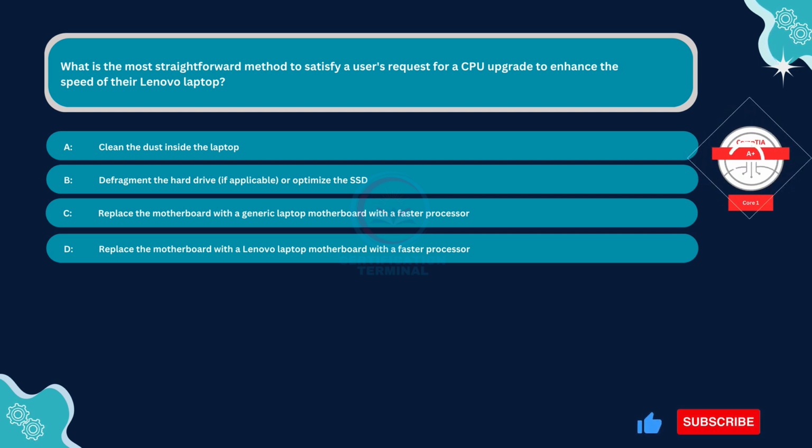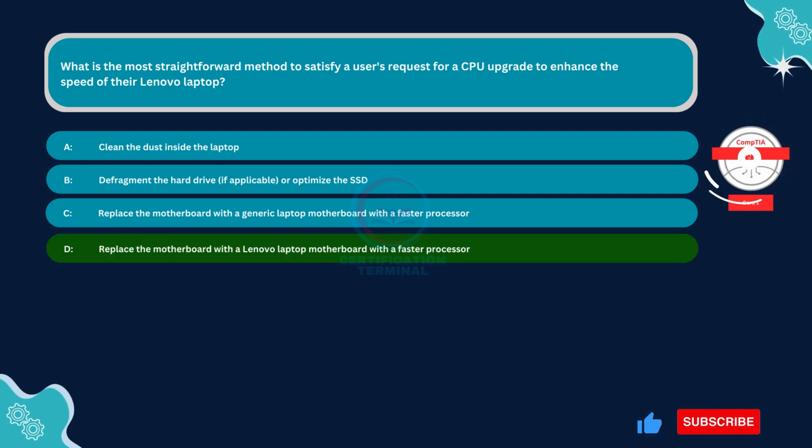The correct answer is Option D. Replace the motherboard with a Lenovo laptop motherboard with a faster processor. This option directly addresses the user's request by upgrading the CPU while keeping the existing laptop intact. It is the most straightforward method as it involves replacing the motherboard with a specific Lenovo motherboard featuring a faster processor. Although it requires technical expertise and potential data backup, it is the most direct solution to enhance the speed of the Lenovo laptop by upgrading the CPU.